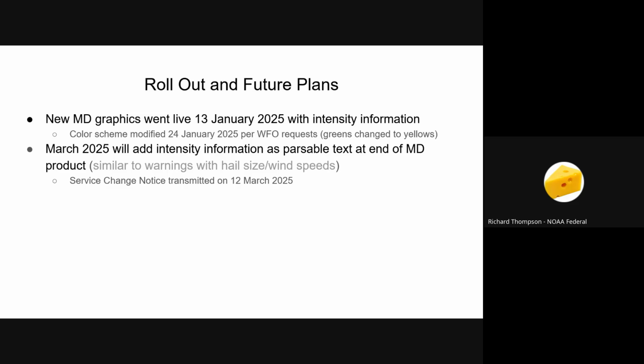Obviously, we rolled out the graphics here in mid-January with the information, and based on WFO requests, we made some changes to the color scheme. On the low end, it's yellows instead of greens. And coming up soon, we will actually include the same information at the end of the mesoscale discussions as parsable text. It'll look a little bit like the warnings do with the hail and the wind speeds. You may have seen the service change notice that was sent last week. So any comments or questions on the MD intensity stuff before I move to the convective outlooks?